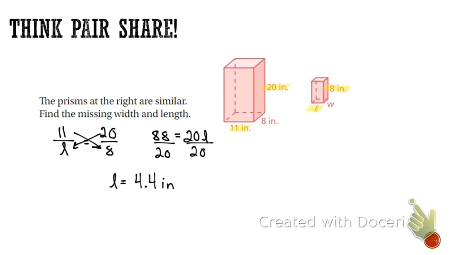Okay, all right, so I want you to take a minute and pause it. See if you can set up the proportion to solve for W. Obviously, you're not going to be using 11 anymore because you already solved for length. All right, you'll still be using the height ratio, 20 and 8. But see if you can set up your proportion, use your cross products, and solve for W.